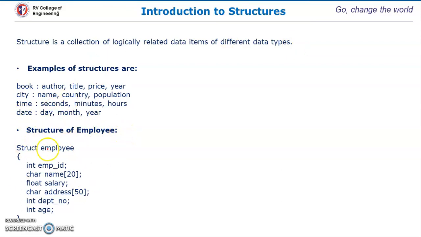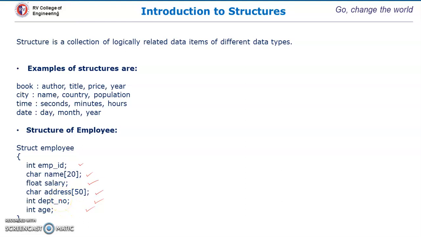Take an employee structure. How do we write a structure? This is the keyword we use, struct, and employee is the name of the structure, and these are the members of the structure. Employee ID is of integer type, name is a character array, salary is float type, address is also a character array, department number is integer, and age is again integer. So you can see we have integer data items, a character array, and a float data item. This is a collection of different data items.